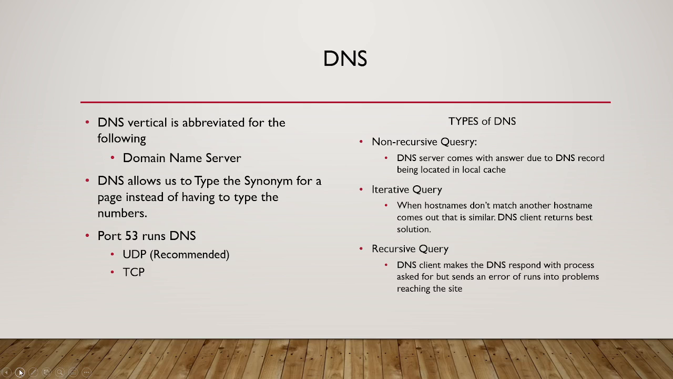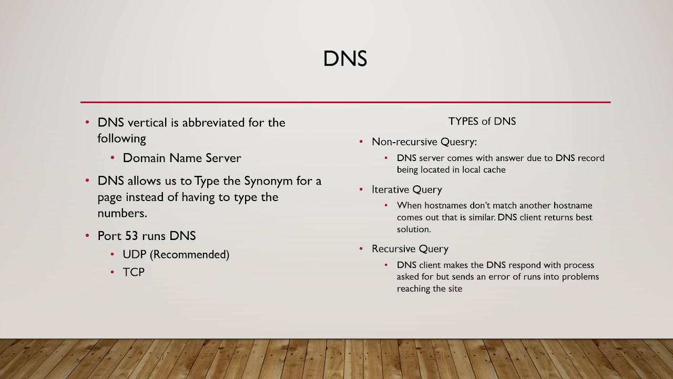Now, the port for DNS is 53, and this is on UDP and TCP. Most of the time, it's going to be on UDP. Also, one must know that DNS is used not only for web servers but also for VPNs and email servers and things of that nature. Now there are different types of DNS queries. We have non-recursive query, which is when a DNS server comes with an answer due to the DNS record being located in a local cache.